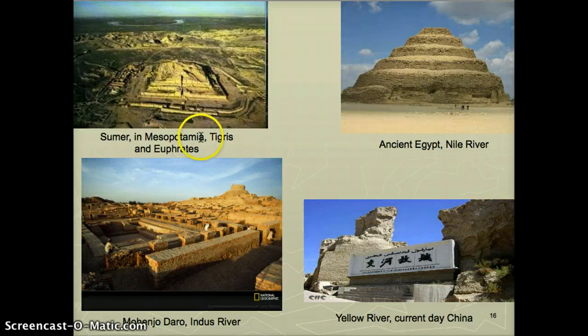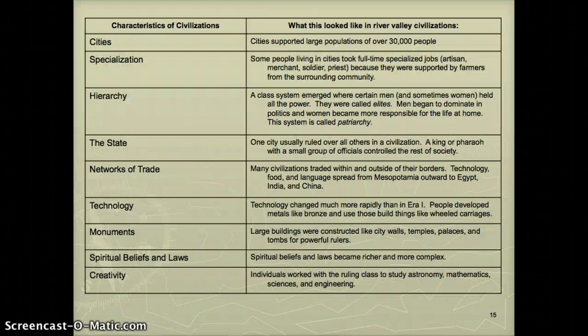So here we have Sumer in Mesopotamia, ancient Egypt. We have Mohenjo-Daro in the Indus River Valley, a city there, and the Yellow River in modern-day China. So looking at these pictures, which of these characteristics do we see? So if we go back here, which do we see? So you guys may be able to point out a couple.